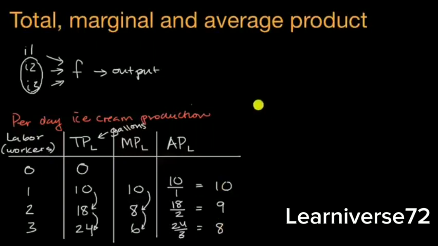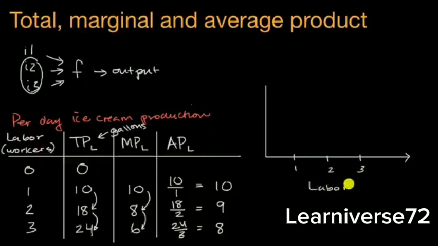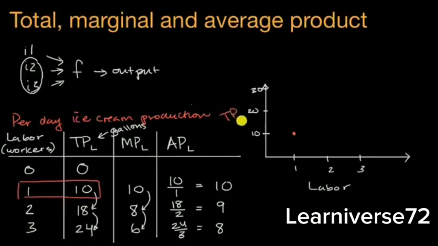I could draw this on a curve. Let me do that. So on our horizontal axis, I have our labor units, which is workers per day. So 1, 2, and 3. So this is labor right over here. And our vertical axis, I'll have our total output. So total product, I could say. So let's say that's 10, 20, let's say that is 30 right over there. Well, this first one right over here, when we have one person working in the factory, we produce 10 gallons per day. And this is total product right over here.